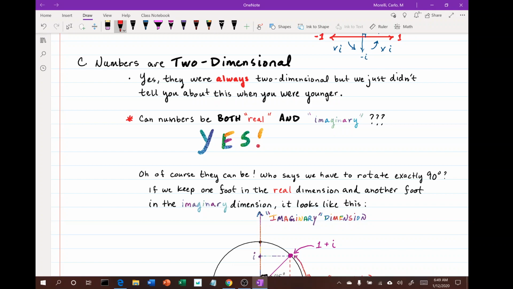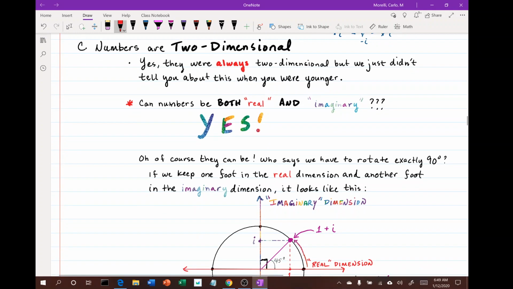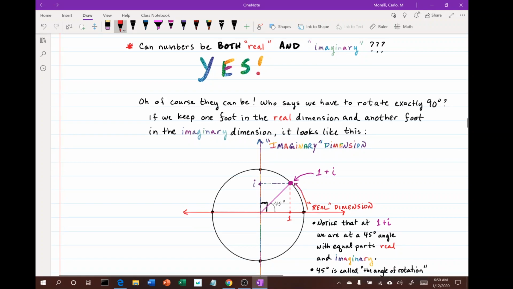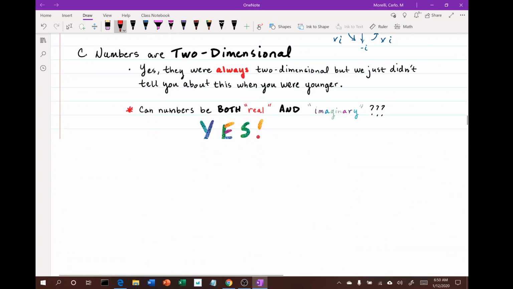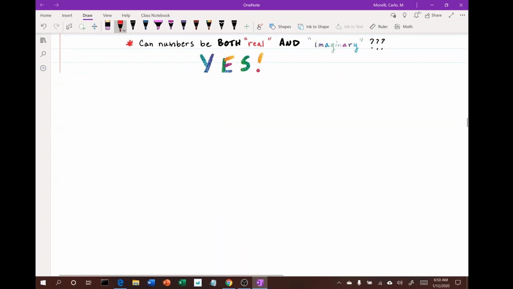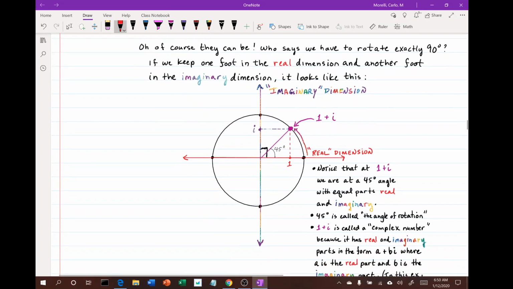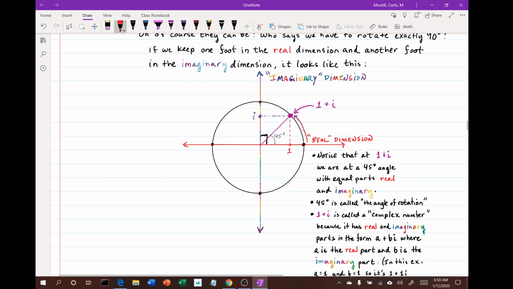Okay, so can numbers be both real and imaginary? Yes, of course they can be. Who says we have to rotate exactly 90 degrees? If we keep one foot in the real dimension and another foot in the imaginary dimension, it looks like this. So here's this picture again, just like from up above, but in this picture we've labeled it a little bit differently.